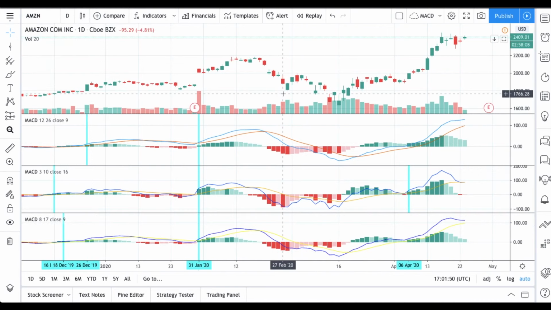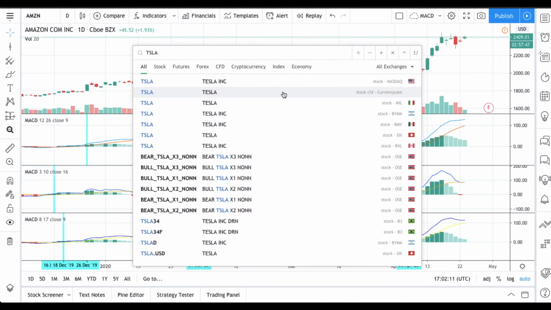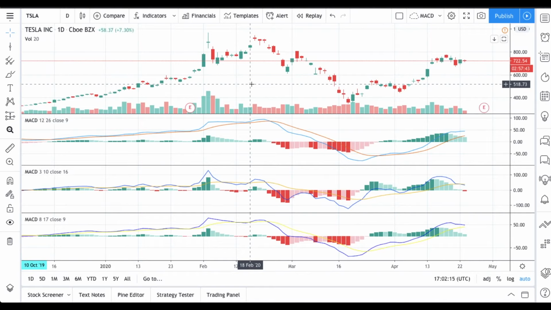Okay, so those are the different MACD settings. You've got your 12, 26, 9, 3, 10, 16, and 8, 17, 9. To me, the 3, 10, 16 looks pretty good. Okay, so what is going to be a good MACD setting to get us out of these things? So let's go back to Tesla. I think Tesla had a pretty big drop after its rise. Was there a signal to get out of Tesla?